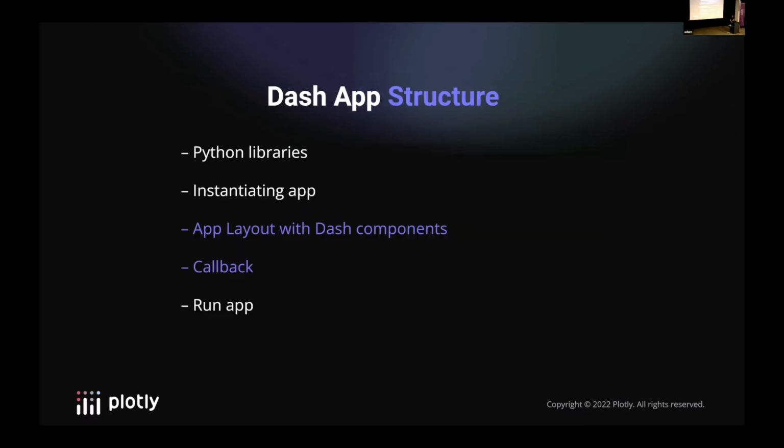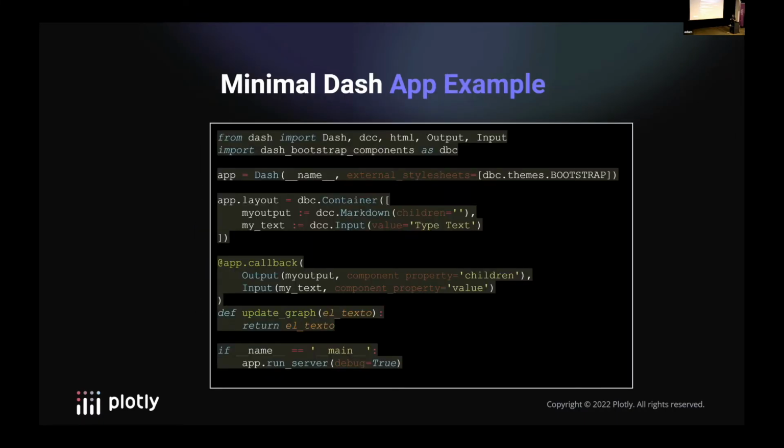Then the second one is instantiating the app. This line of code, app equals Dash, underscore name underscore, rarely changes, especially as you're beginning with a Dash app, right? You're beginning to learn Dash and build apps. You need that, and if you're using Dash Bootstrap in your app, then you need to define the theme. In this case, we're using a Bootstrap theme, but there are many other themes that you can use. So don't forget to actually define that theme for your Bootstrap to work.